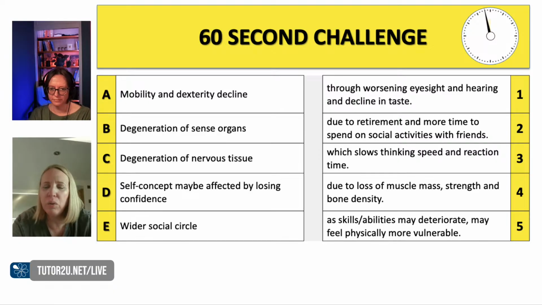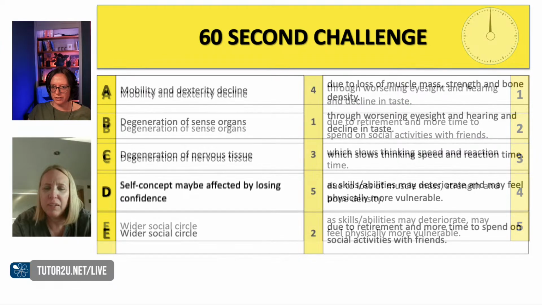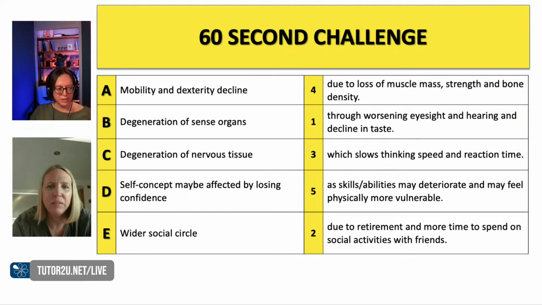That's okay, Charlie. It'll all become clear when we reveal the answers and you can see how they link together. Okay, so I will put the correct answers on so that we don't get confused. So you could say mobility and dexterity will decline due to the loss of muscle mass, strength, and bone density. Okay, so we're thinking about effects of aging and explaining why they happen, okay?